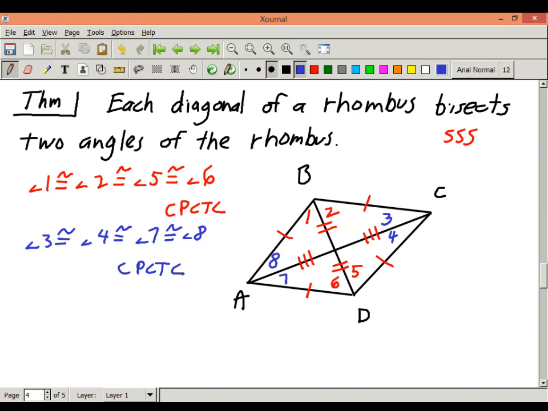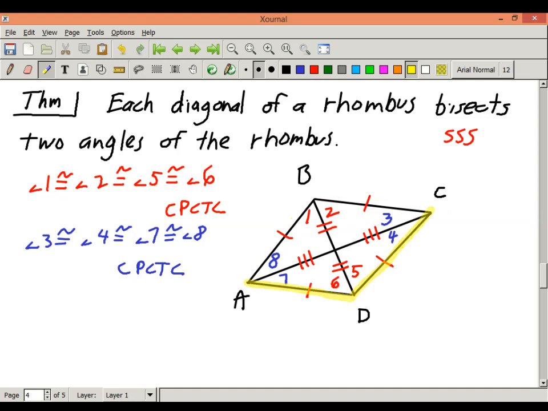So remember what we're trying to prove. We're trying to prove that each of these diagonals bisects 2 angles of the rhombus. So you see that diagonal BD bisects angle ABC, this big angle here I'm talking about. So diagonal BD bisected that yellow angle ABC because angles 1 and 2 are congruent. And you can go all the way around the rhombus saying the same thing.